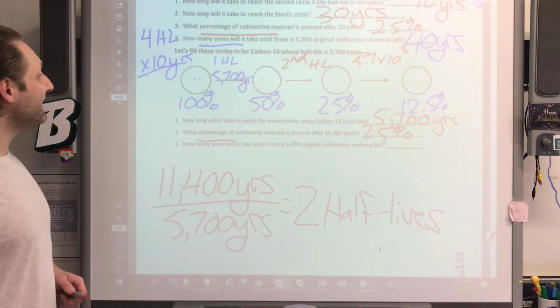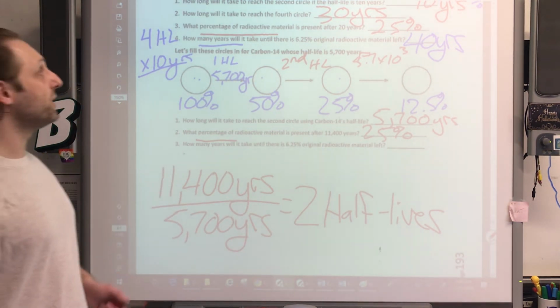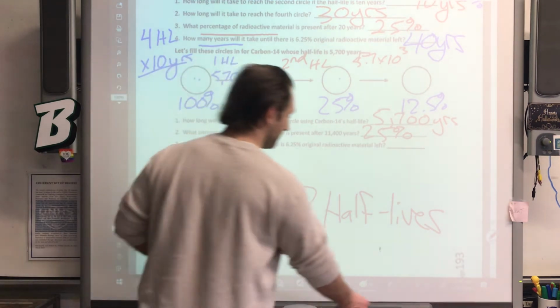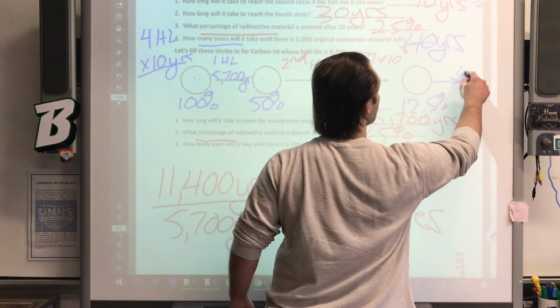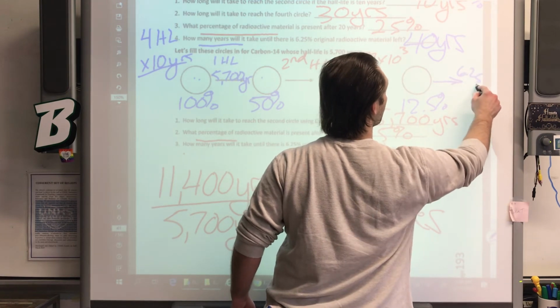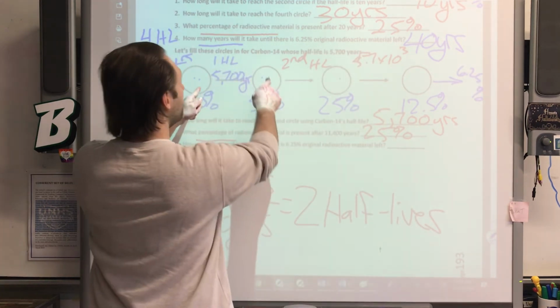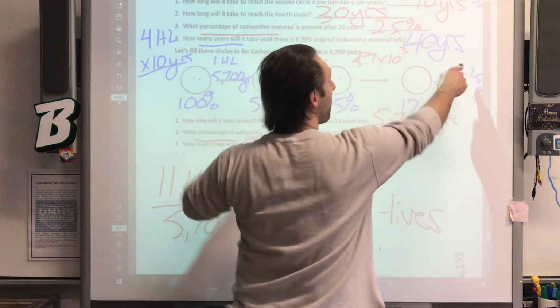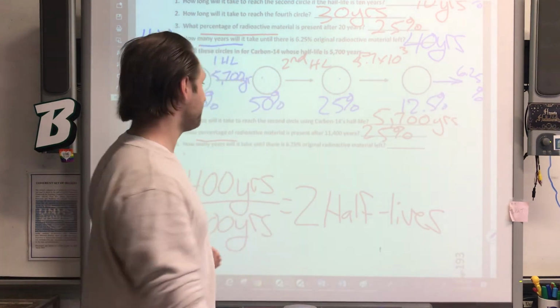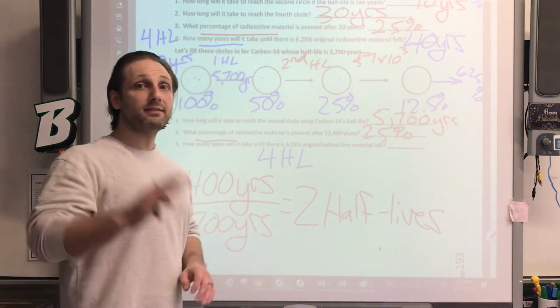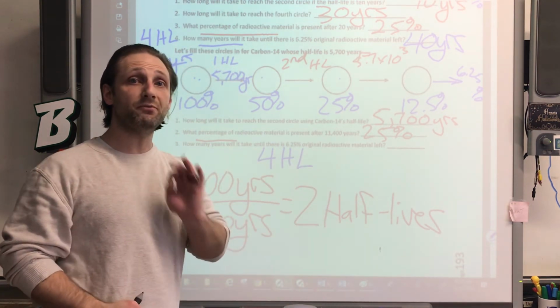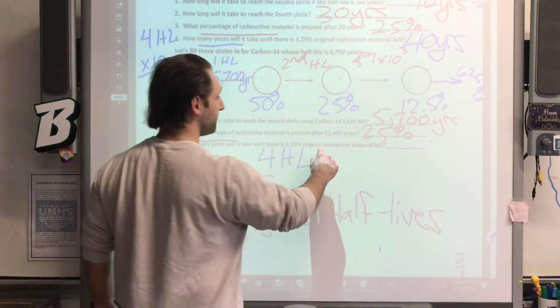Lastly, how many years will it take until there are 6.25%? So if you really needed to, you've got to go out 1 more half-life to 6.25% again. So we've got 1, 2, 3, 4 half-lives. This time though, instead of 10 years, we're using 5,700 years.